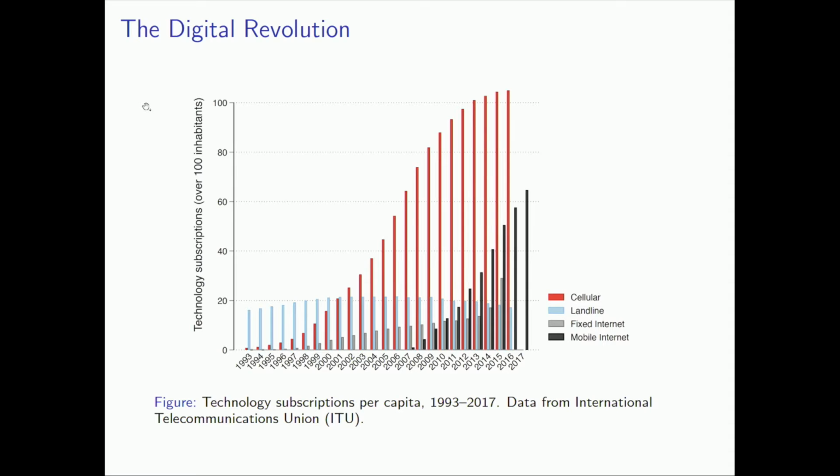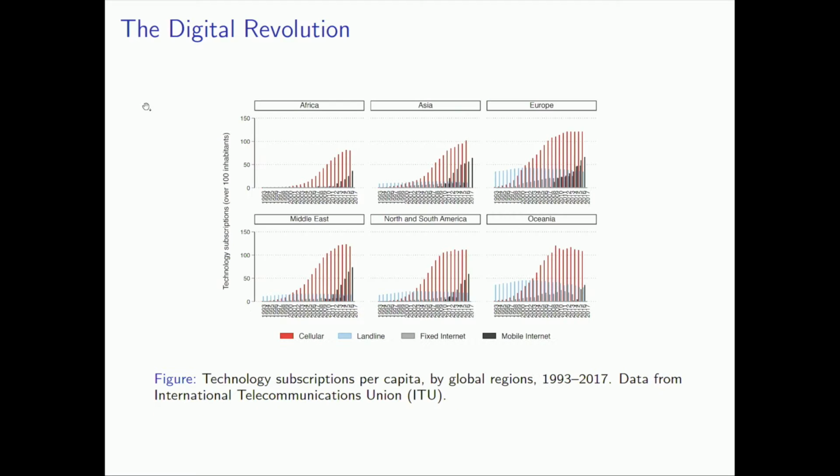And here you see this is data from the International Telecommunications Union, the UN's ICT agency. And we see here just the staggering diffusion of mobile phones here in red. And then we see also the diffusion of fixed internet, as well as then in the mid-2000s, mobile internet connections. And we see this plateauing of landlines. This is global digital connectivity subscriptions per capita measures.